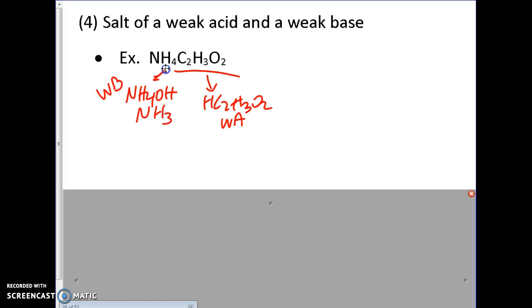This is where you must consider the Ka value versus the Kb value for the ions. And from there, whoever is bigger will determine the pH. And it's just acidic, basic, or neutral, and there's no numerical value for this one. So let's write out the dissociations as they would react with water.